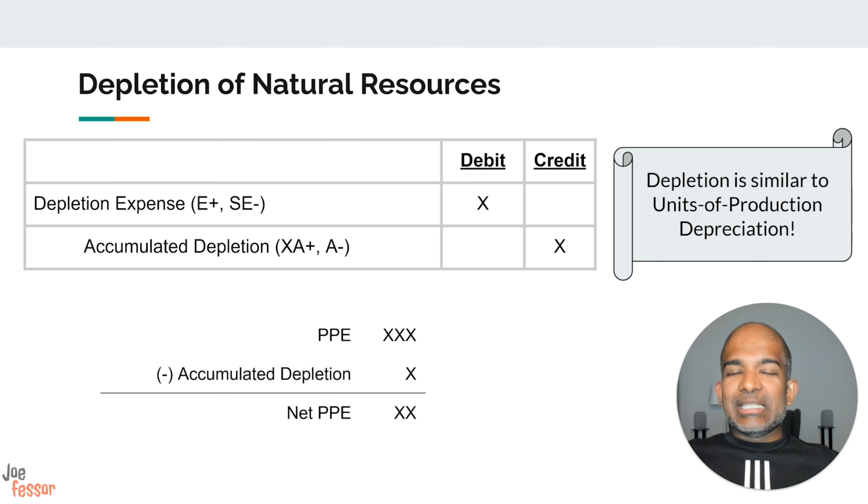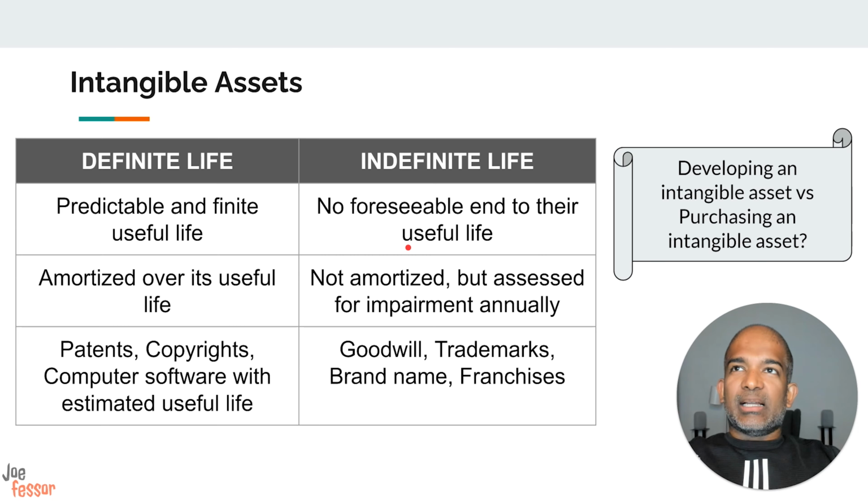If you think about it, depletion is very similar to the units of production depreciation method, right? The more natural resources you extract from a particular asset, the more you're depleting it. And hence, it's similar to the units of production depreciation method. All other complications remain very similar to the depreciation examples we've seen so far. So we can move on to intangible assets now.